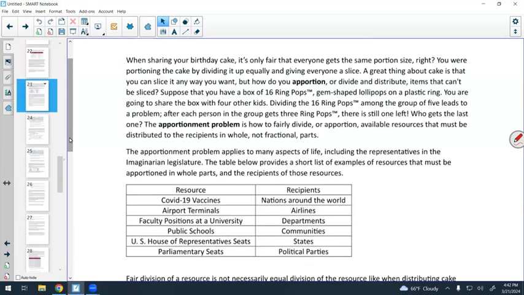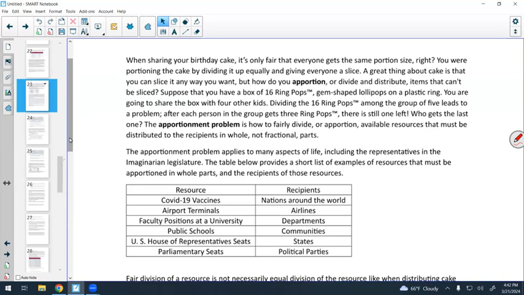When sharing your birthday cake, it's only fair that everybody gets the same portion size, right? You're portioning the cake by dividing it up equally and giving everyone a slice. Great thing about cake is you can slice it any way you want, but how do you apportion or divide and distribute items that can't be sliced?